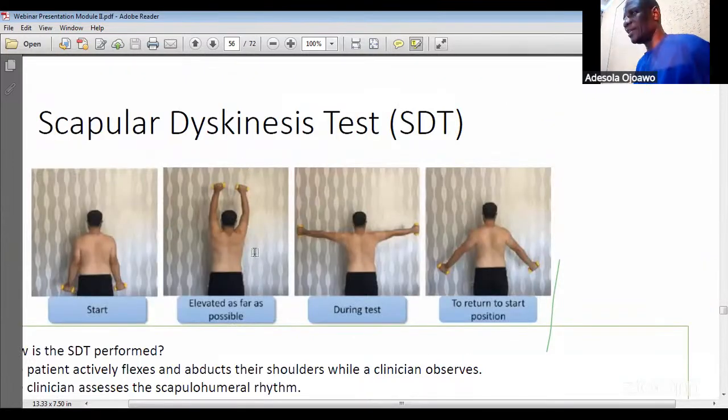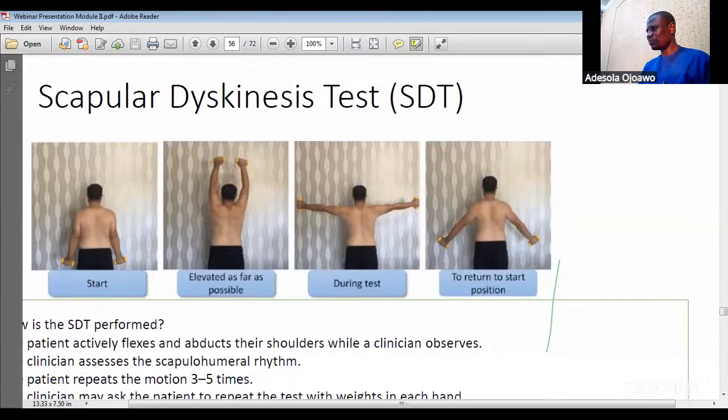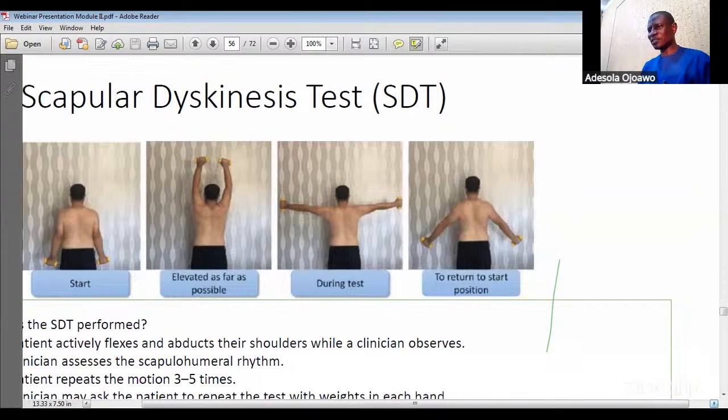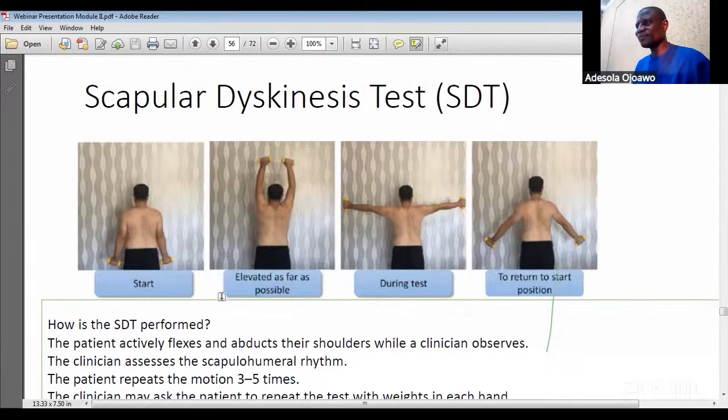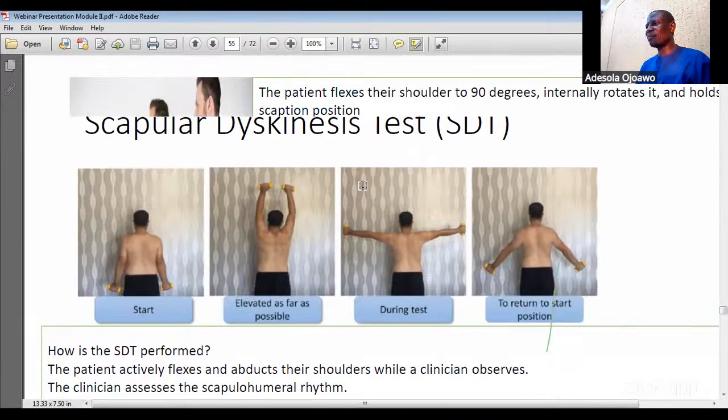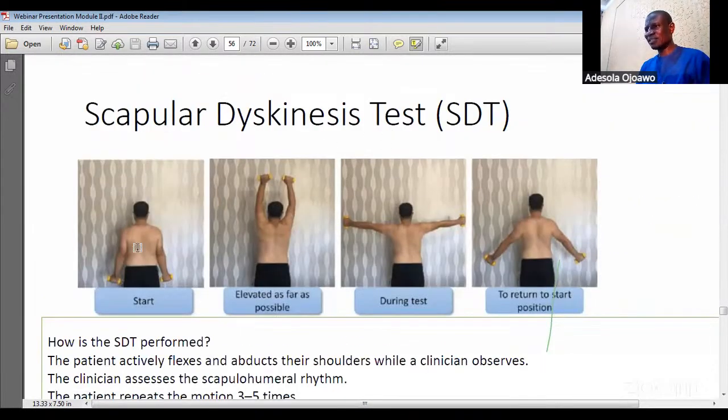Yes. This is another one. I think we have seen this. We call this one the scapular dyskinesis test. Look at the scapula at the start, elevated as far as possible. Tell the patient to elevate it. During the test, then they return it. What is the state of the scapula when all these are done? We call it the scapular dyskinesis test.